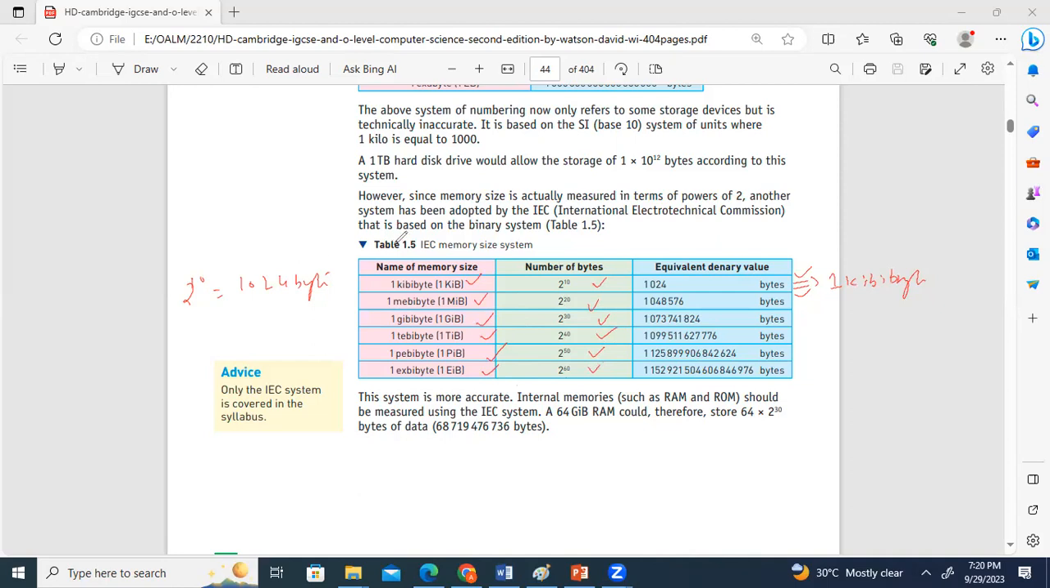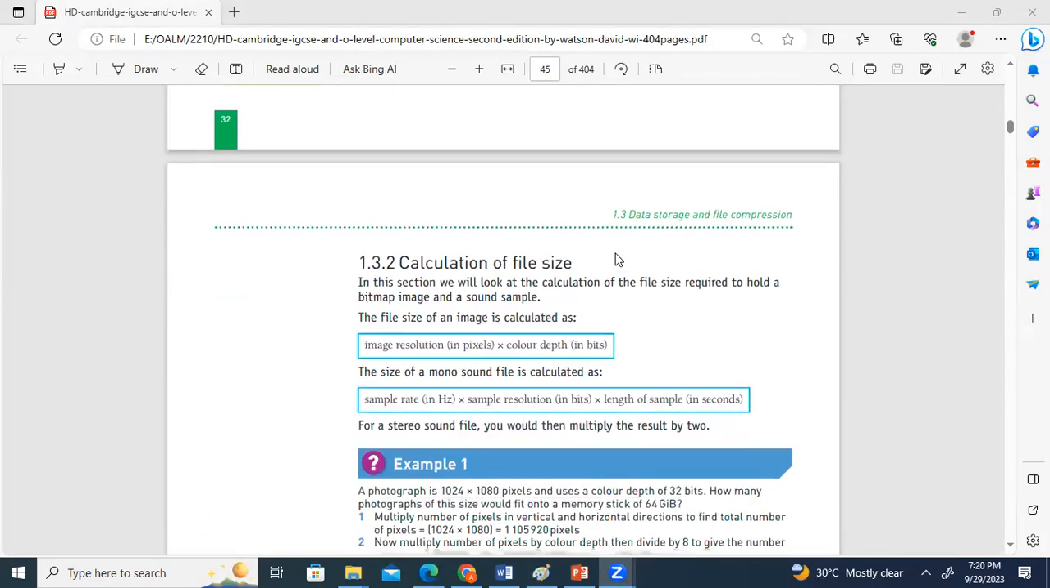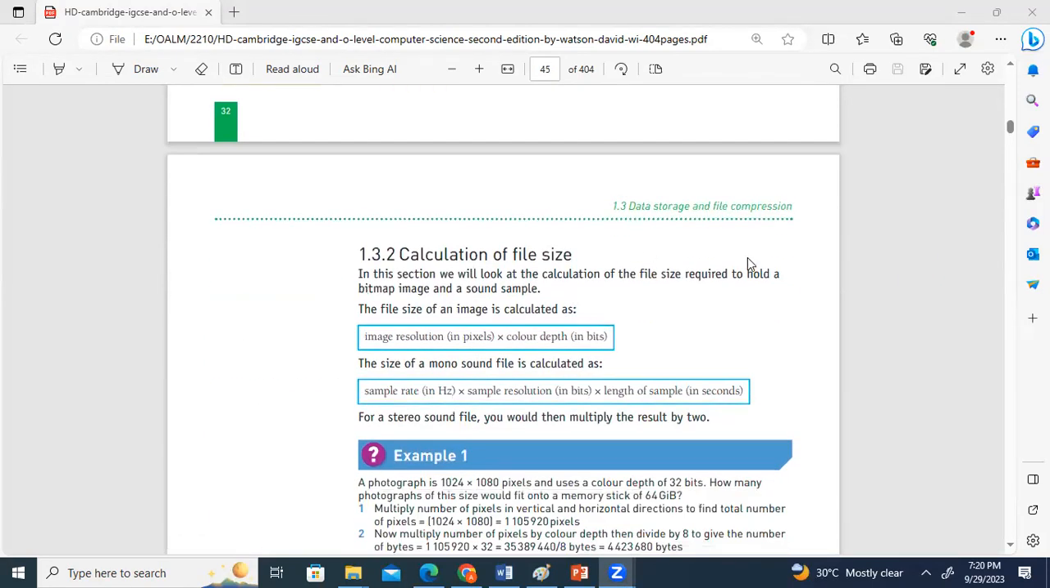These standards you need to know so that you can understand how to calculate file size. Now we need to know the calculation of file size. Here it says that in this section, we will look at the calculation of the file size required to hold a bitmap image and a sound sample.